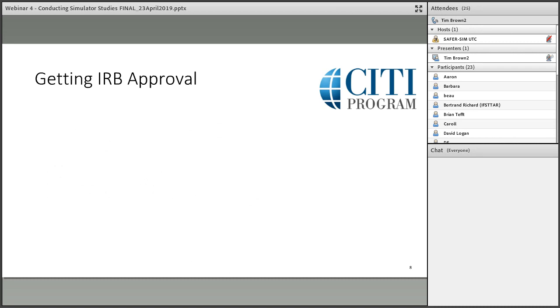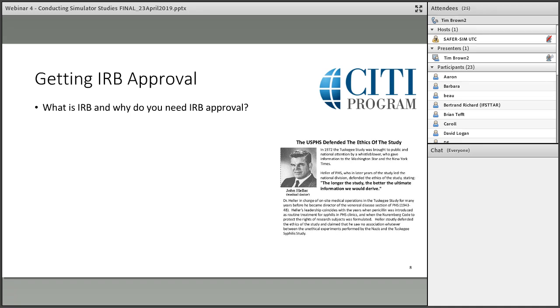So that leads us to getting IRB approval. We've gone through all the work and we've got an idea step by step of what we want to do. We now have to request IRB approval. And one of the questions you get is, in some cases, what is an IRB and why do I need approval? There's a variety of challenges here as we go through this process.